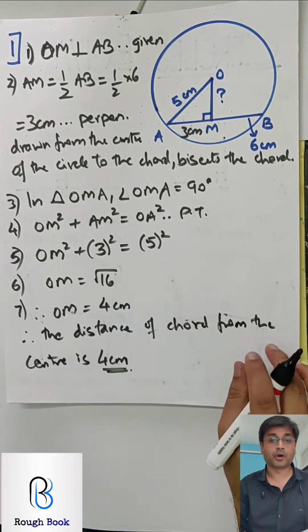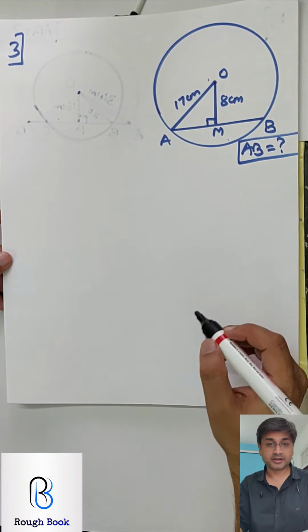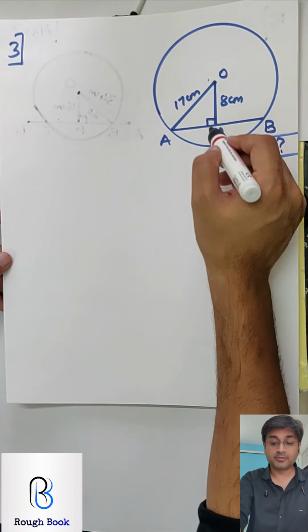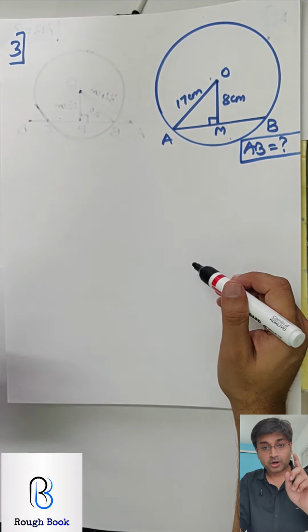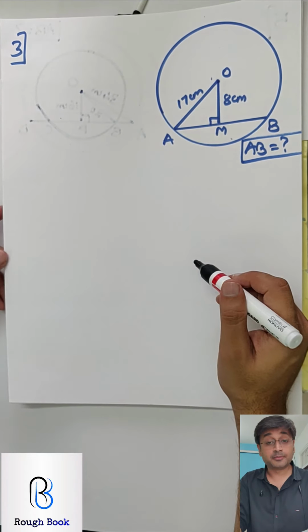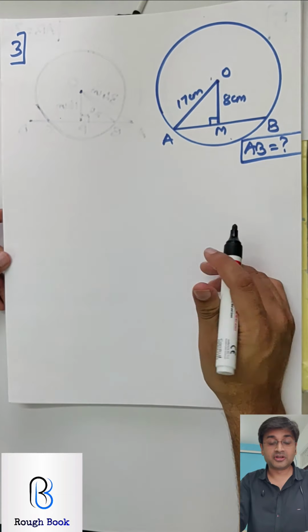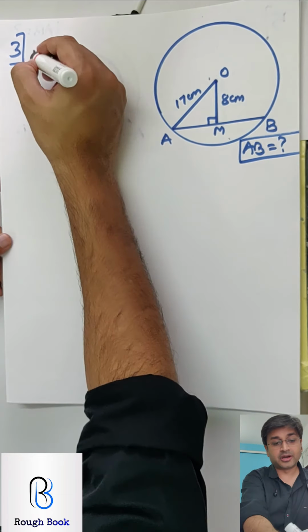Sum number 3. Can you try this one, please? Read it carefully. They have given you that the radius is 17 and the distance of the chord from the center is 8. Find the length of the chord, that is AB. Same logic: first take this triangle, apply Pythagoras, get AM and then double it. Simple as that, isn't it? Why double? Because the perpendicular bisects. So come on, pause the video. On your own, whatever method you can, present it. No problem even if it is wrong, but try it. Let's see if you can tackle it.